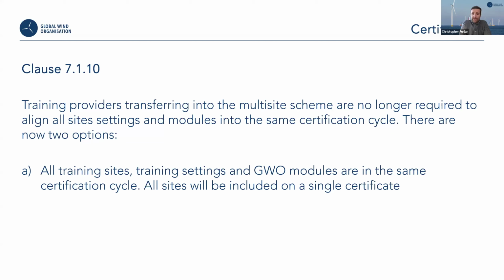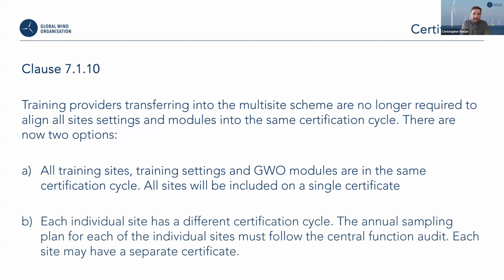We got feedback saying that training providers and certification bodies would like more flexibility within the multi-site scheme. Therefore, we've added Part B here, where each individual site may have a different certification cycle. The annual sampling plan for each of the individual sites must follow the central function audit, and each site may have a separate certificate. So hopefully this will improve the flexibility around the multi-site scheme.